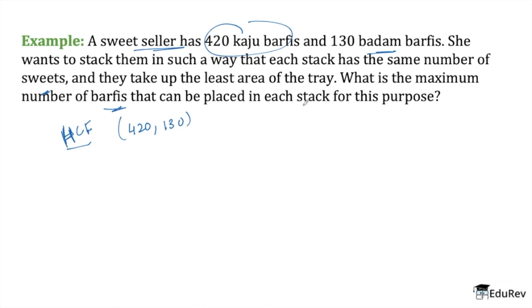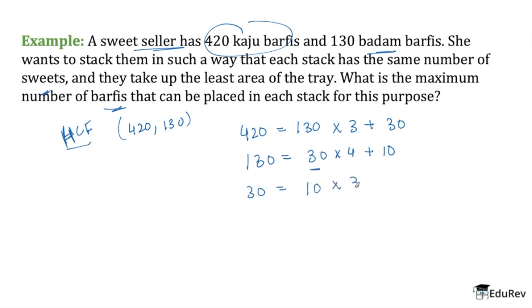For example, we know that 420 is nothing but 130 times 3 plus 30. Correct? And 130 is what? It is nothing but 30 into 4 plus 10. So when I talk about 30, 30 is going to be what? 10 into 3 plus 0. So the HCF is going to be what? 10.